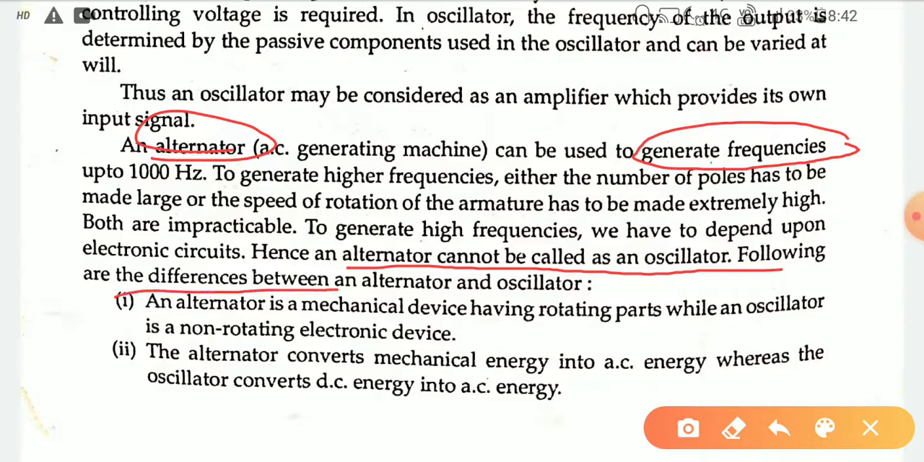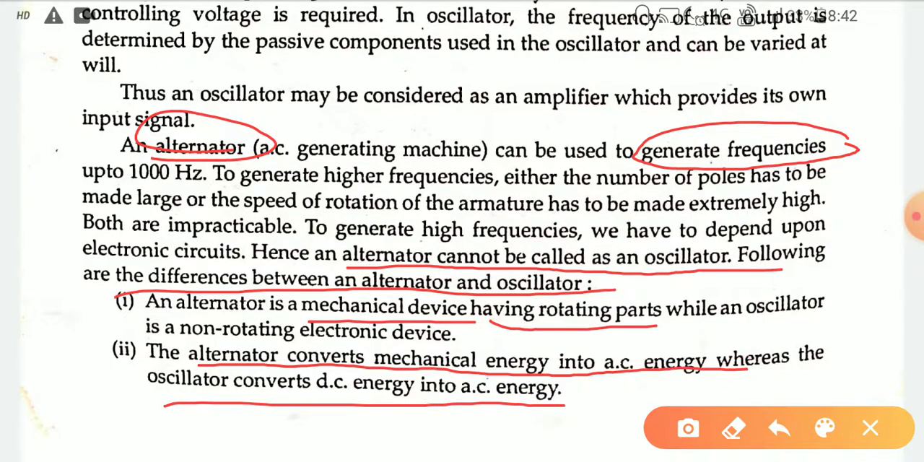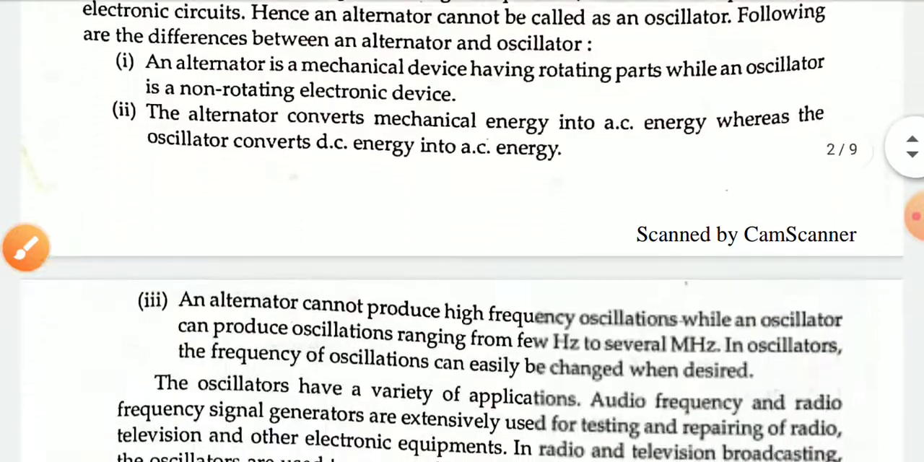Following are the differences between the alternator and the oscillator. An alternator is a mechanical device having a rotating part, but obviously the oscillator is a non-rotating electronic device. An alternator converts mechanical energy into AC energy, but an oscillator converts DC energy into AC energy.